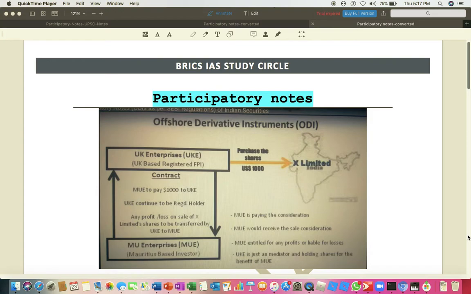Good evening once again. Now I'm coming up with a concept called participatory notes. Indian economy, money and banking sector. This participatory notes, especially in the capital market segment, are very important. So make sure that you are very clear with this concept as well.